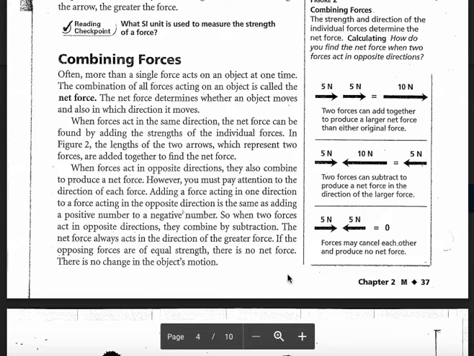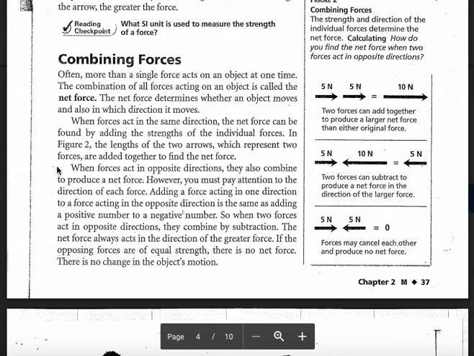In Figure 2, the lengths of the two arrows, which represent two forces, are added together to find the net force. For example here, these two arrows are going in the same direction, so you would add them together and you would get a net force of 10 newtons towards the right.